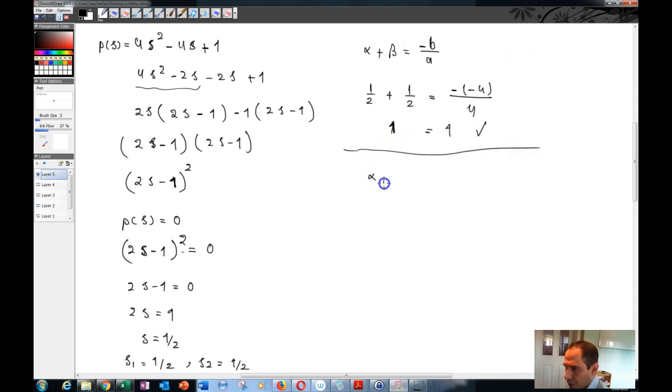And also we said that alpha beta is equal to c by a. So if I write 1/2 times 1/2 is equal to c by a, which is equal to 1 over 4. And 1/4 is equal to 1/4. So that means that this is also true.